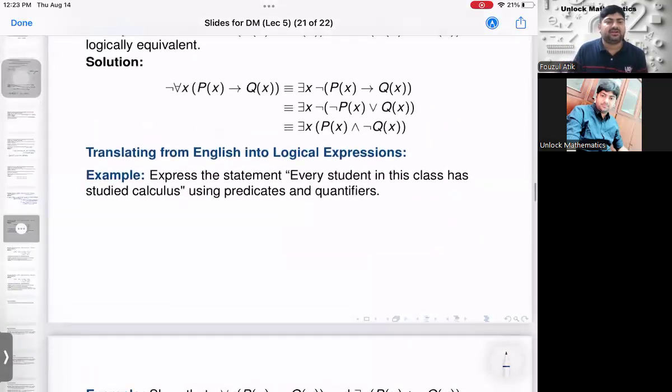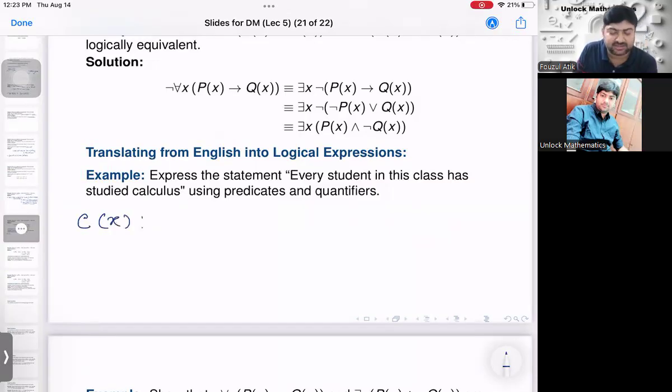Okay. Now we have some English sentences. We have to convert them into logical expressions because in many places you have to do it, right? If you want to execute some kind of English statement in a computer and you want the computer to do it logically, you have to convert it into a logical expression, right? So how do we do that? Here the first question is, every student in this class has studied calculus. You have to write it using predicates and quantifiers. Predicate means some propositional function kind of a thing. So we have to define a propositional function first.